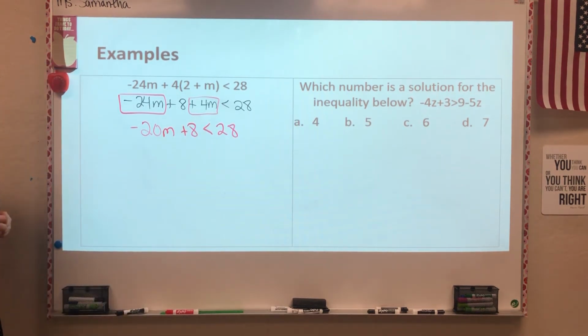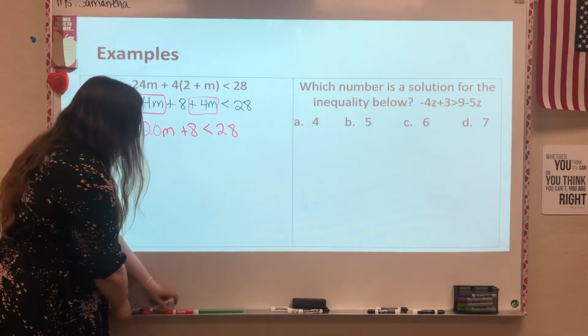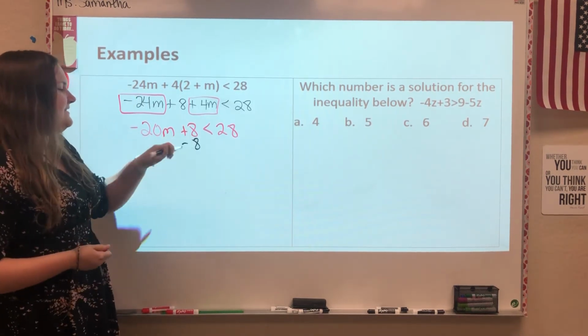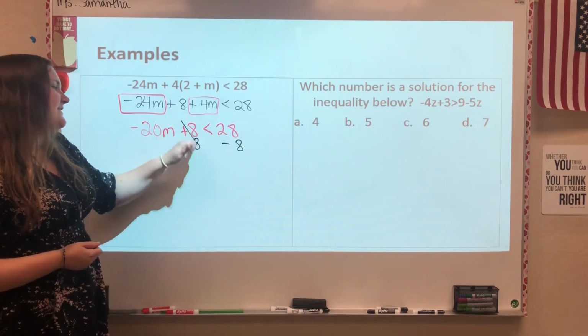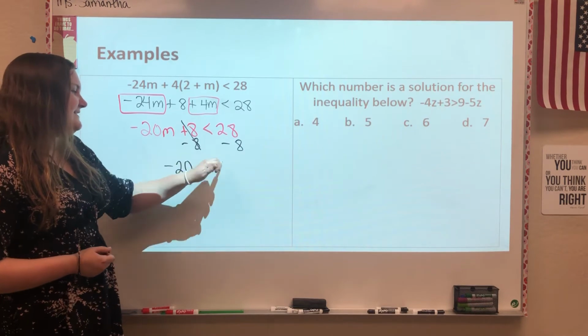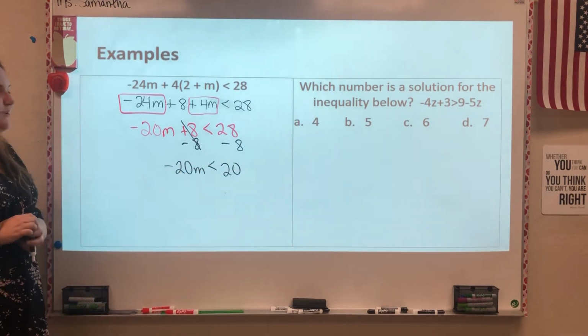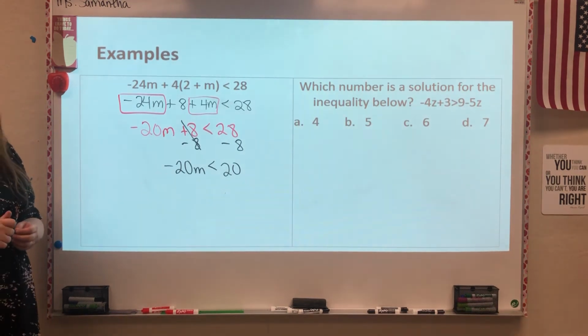Next thing we want to do? Well, I've got my constant here, so I'm going to subtract 8 on both sides. That's going to leave me with negative 20m is less than 20. There's one step left. What do you think our answer is going to be after we do this last step?